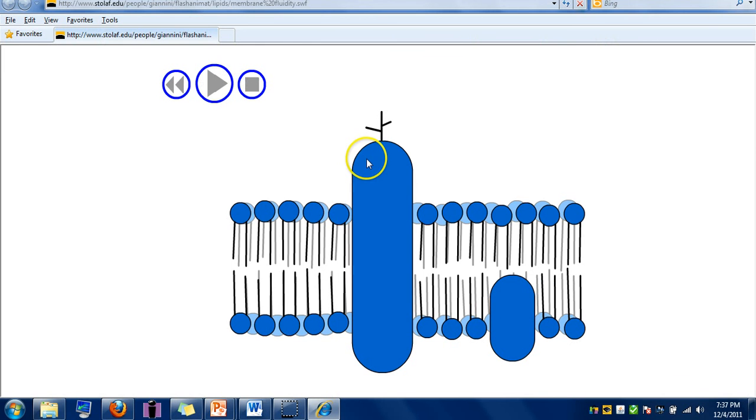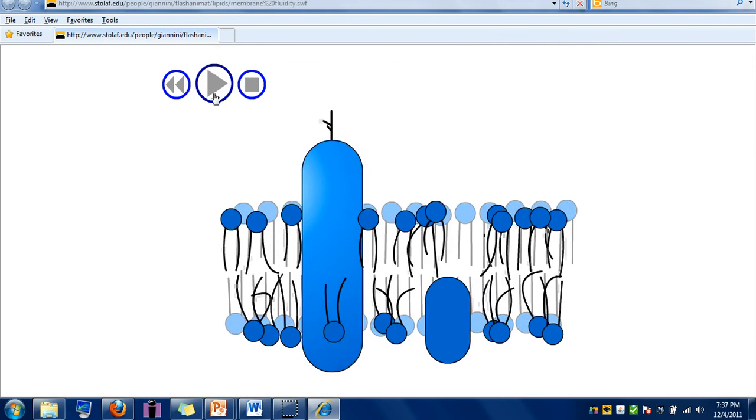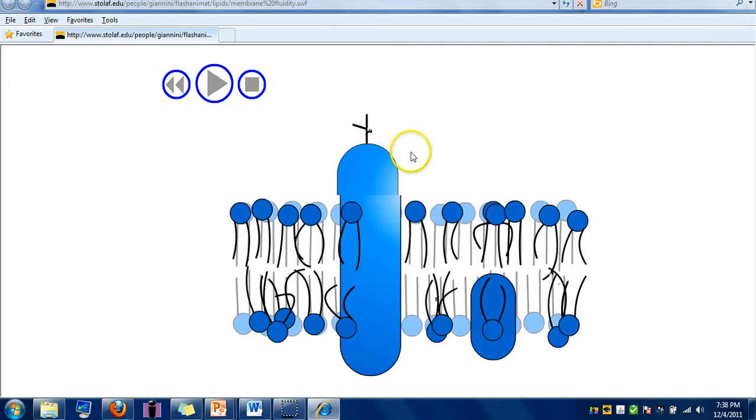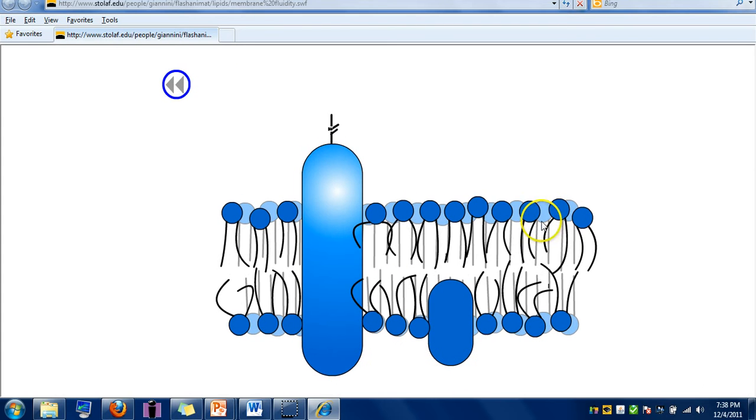Okay, back to the fluid mosaic model of a cell membrane. Take a look. So you can see that the proteins, which are these long structures, don't necessarily stay in one spot. They can move around. The phospholipids don't necessarily stay in one spot. They move around. And then you can see that kind of creates holes that would allow other chemicals, other molecules to go in and out of the cell.